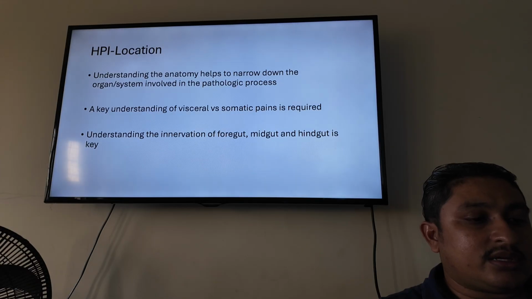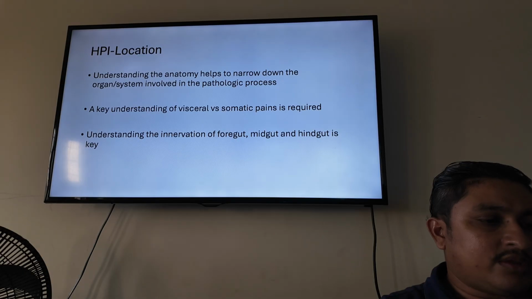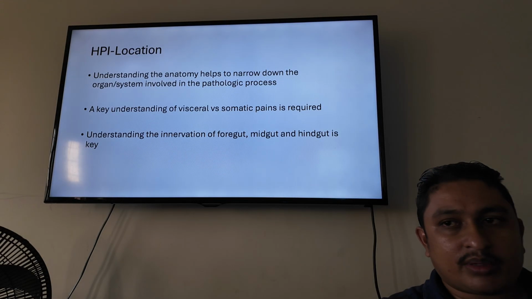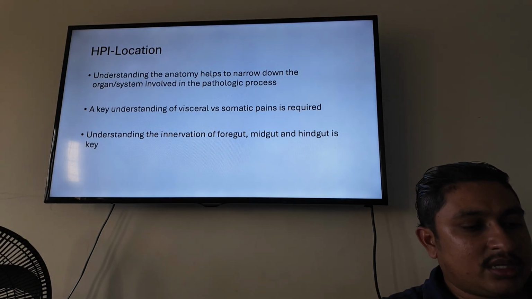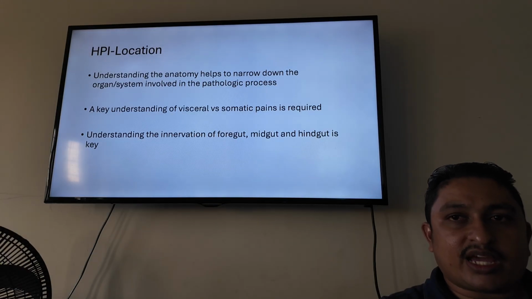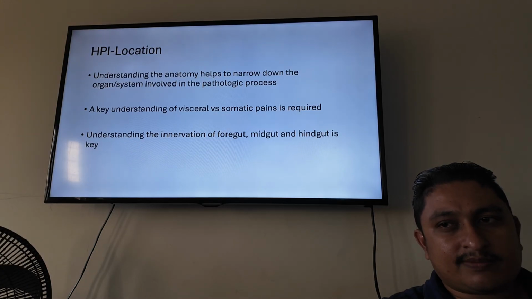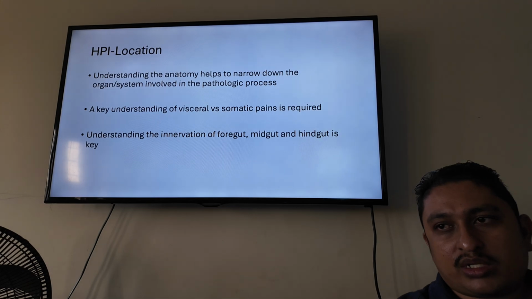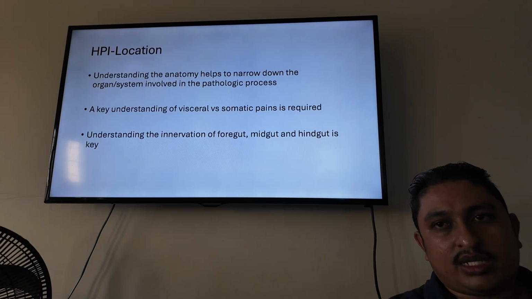Innervation of the foregut, midgut, and hindgut is also important. The foregut starts from the mouth all the way down to the, anybody remember? Second part of the duodenum. Yeah, about the second part of the duodenum, right? And that would usually have epigastric pain. Umbilical pain is from the duodenum all the way to the transverse colon, right? And then hindgut pain would be all the way to the anus, right? And that would be lower abdominal pain, right?